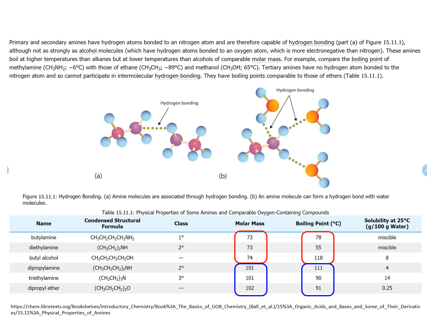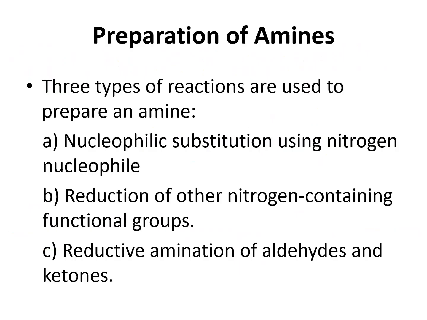So you can see that in this case, amine is also capable of hydrogen bonding, but not as strongly as alcohol because oxygen is more electronegative than nitrogen. So alcohol will get a stronger hydrogen bond compared to amine. Amines boil at a higher temperature than alkanes, of course, but still lower than alcohol at comparable molar mass. So let's see how to prepare amine.